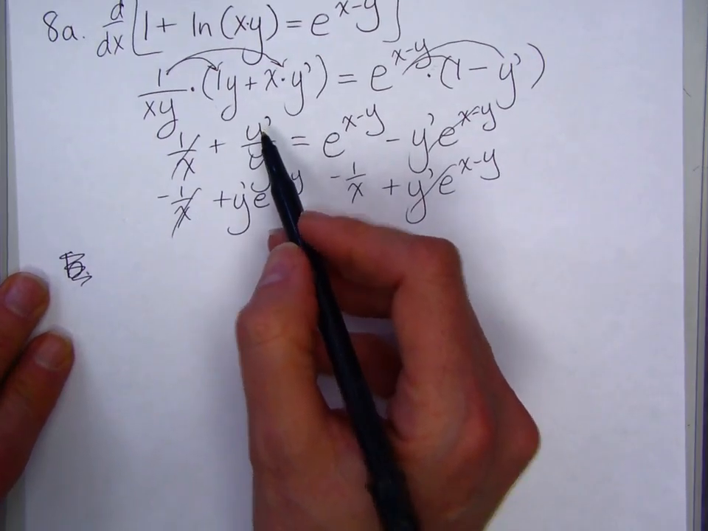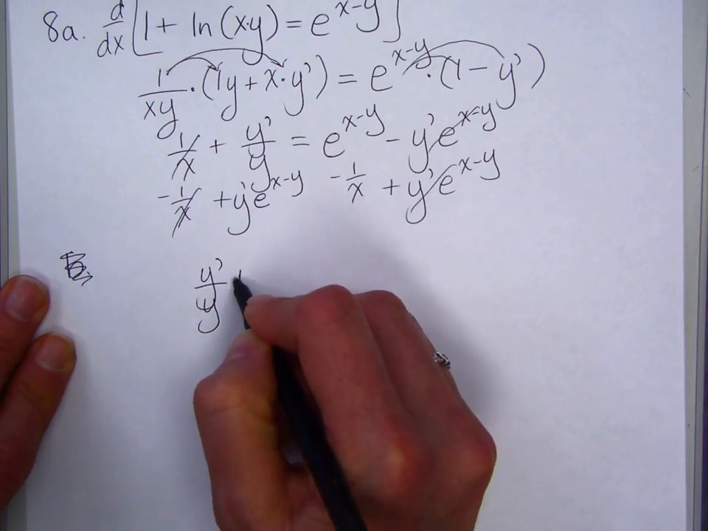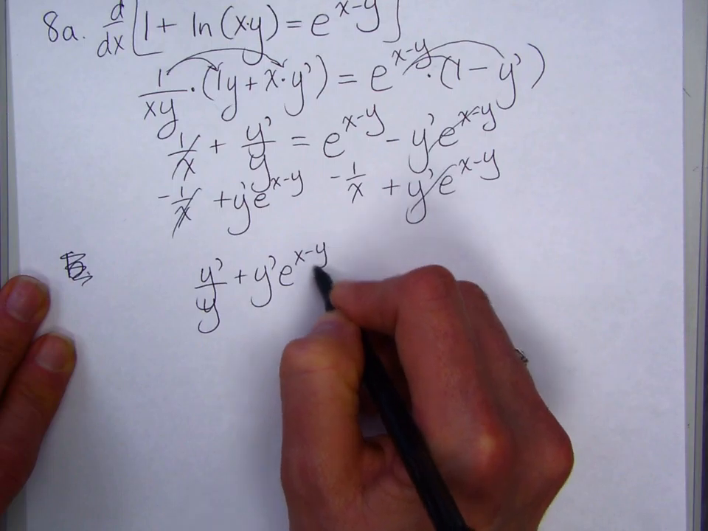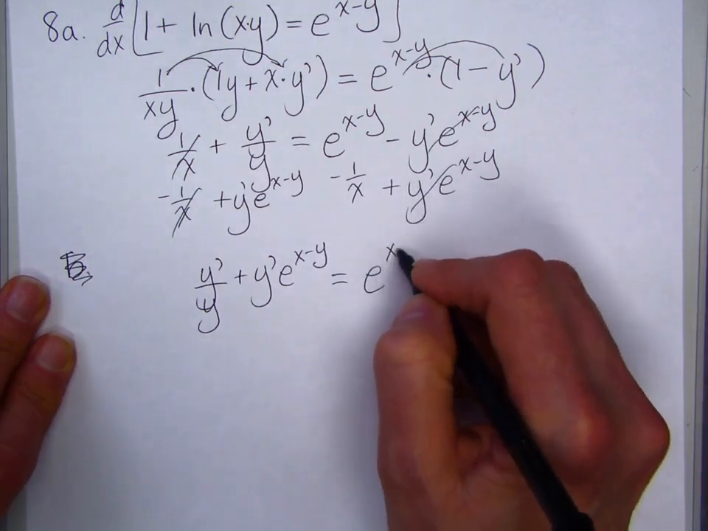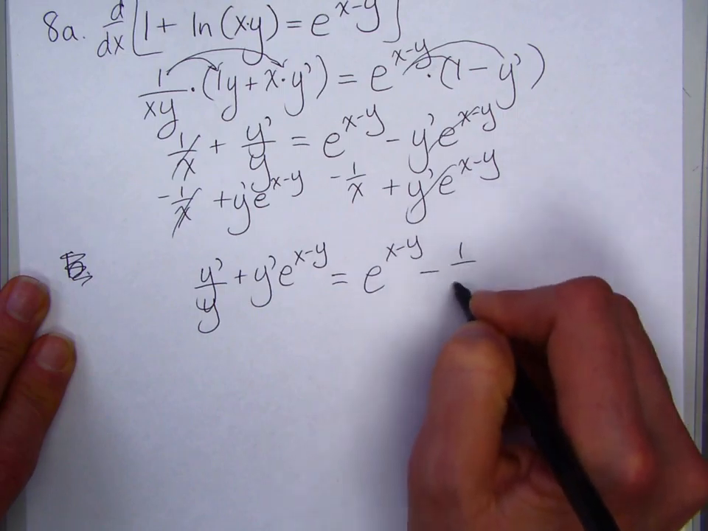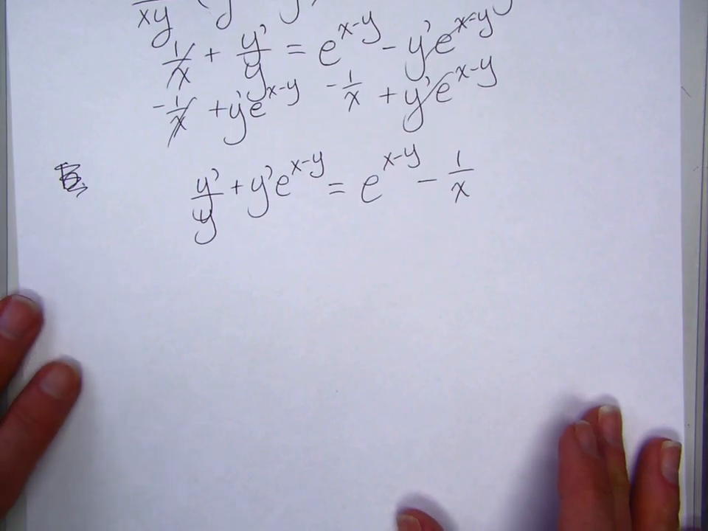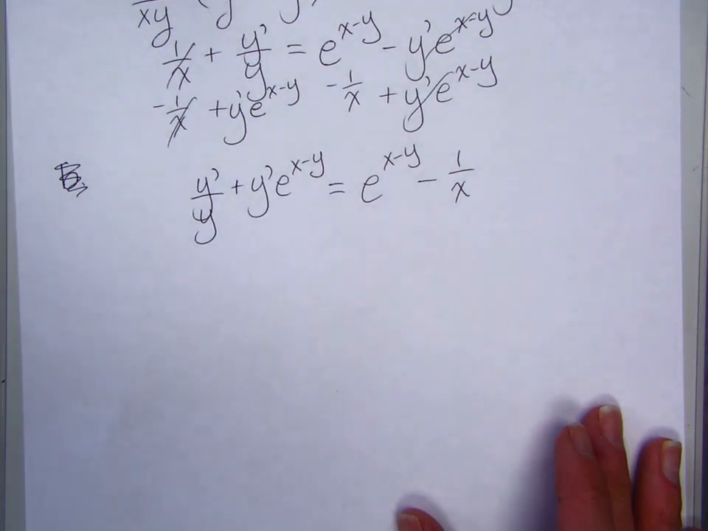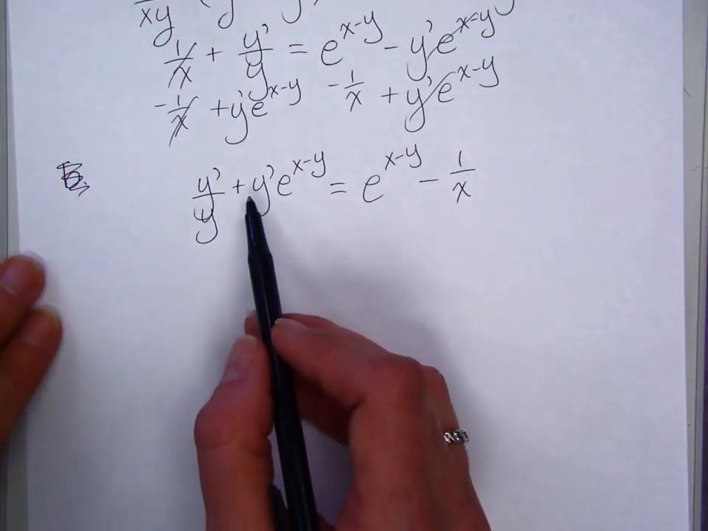So I would have y prime over y plus y prime times e to the x minus y equals e to the x minus y minus 1 over x. What do we do next to help us solve for y prime? Got to factor it out of these two terms, okay?